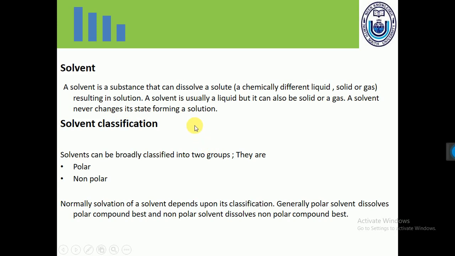Different types of solvents are used. Solvents can be broadly classified into two groups: they may be polar or non-polar. Normally the solvation depends upon its classification, and generally polar solvents dissolve polar compounds best, and non-polar solvents dissolve non-polar compounds best, as we know. This is the universal truth that like dissolves like. Polar compounds will be dissolved in polar solvents and non-polar in non-polar solvents. For example, naphthalene or camphor, which is non-polar in nature, cannot be solubilized in water.